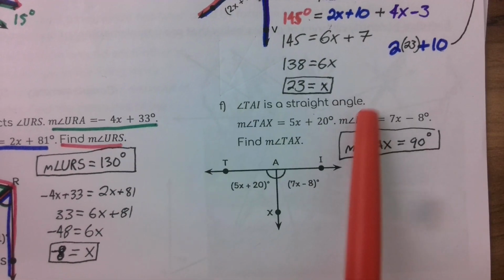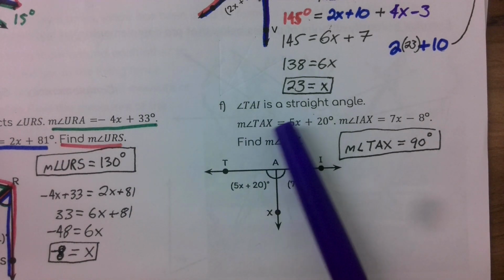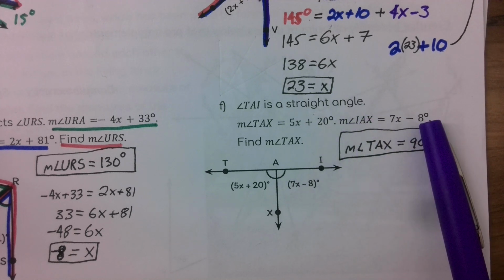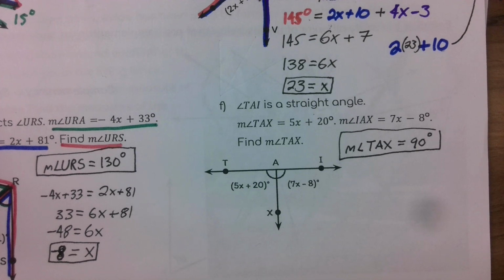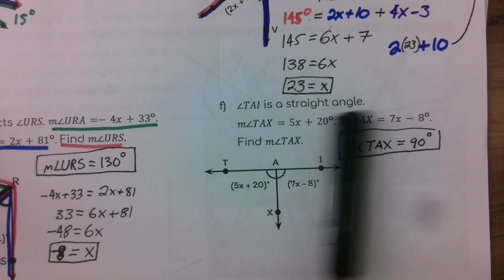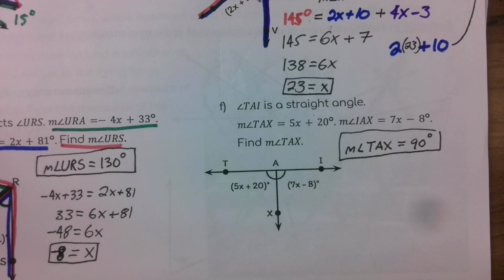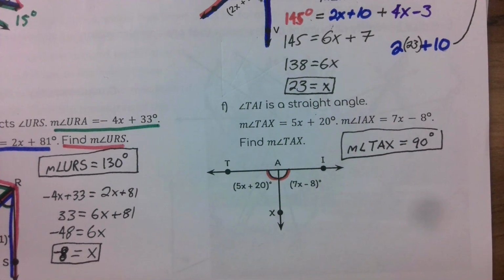Finally, angle TAI is a straight angle. The measure of angle TAX is 5x plus 20. The measure of angle IAX is 7x minus 8. And we need to find the measure of angle TAX. Folks, this one was meant to trick you. Because we could just set this up as this plus this equals 180, because it's a straight angle, and we can use the angle addition postulate. But the diagram has something to help us. We are told that these two angles are congruent.